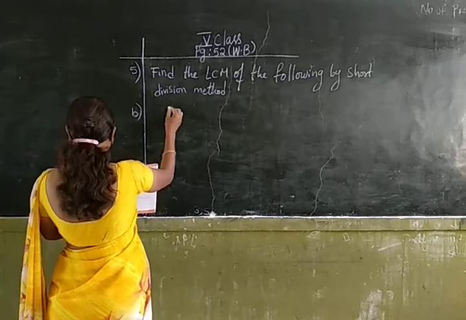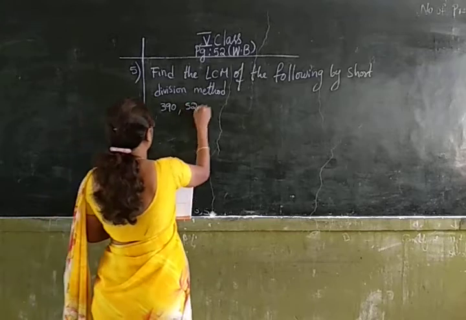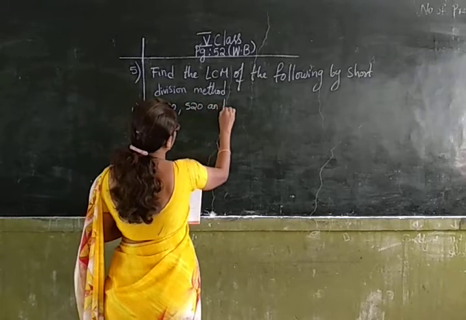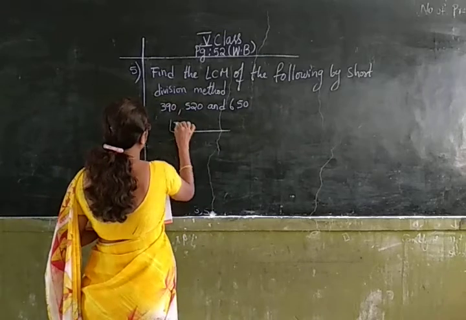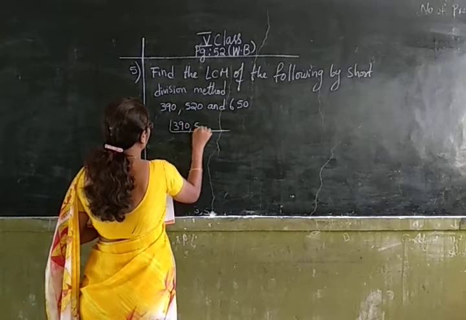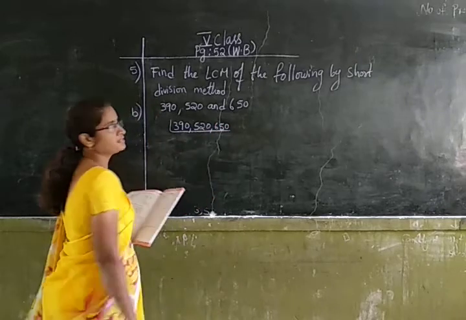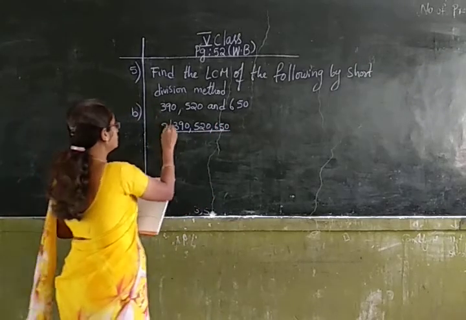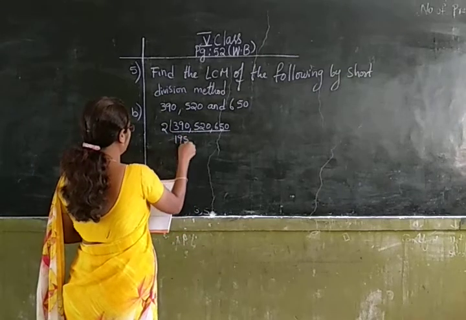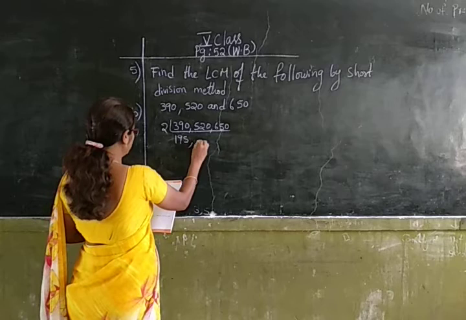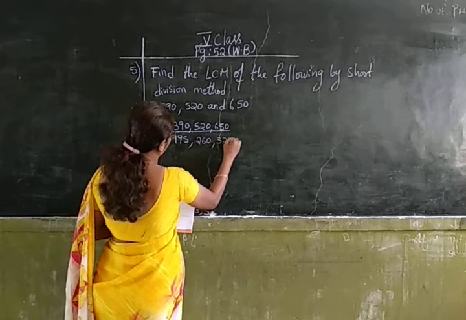Now we have to find out the LCM for 390, 520 and 650, by using the short division method. All these are even numbers, so let us take 2. 2 goes in 390, 195 times. 2 goes in 520, 260 times. 2 goes in 650, 325 times.